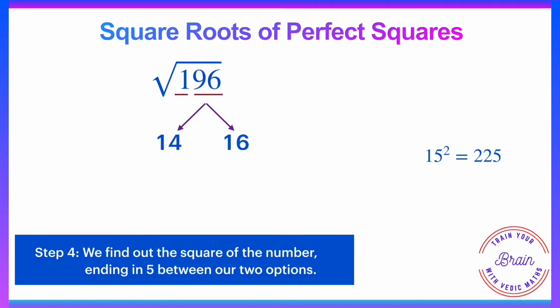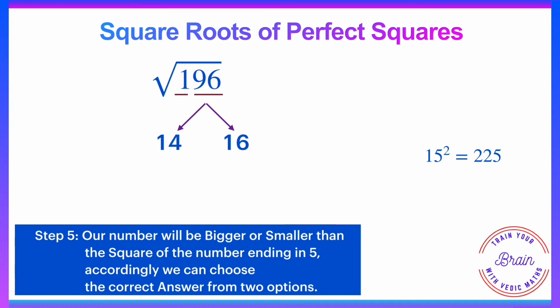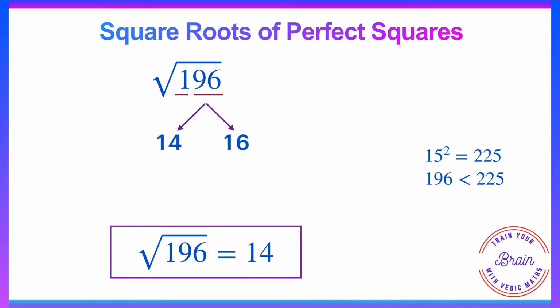We find out the square of the number ending in 5 between our two options. So square of 15 is 225. 196 is less than 225. So the square root will be less than 15. So the answer is 14. Square root of 196 is 14.